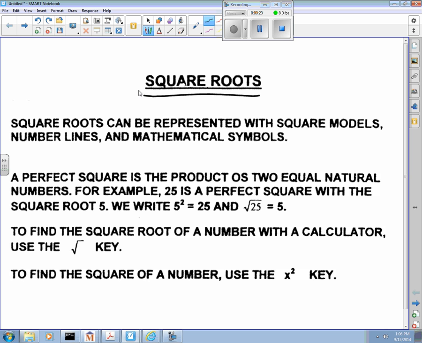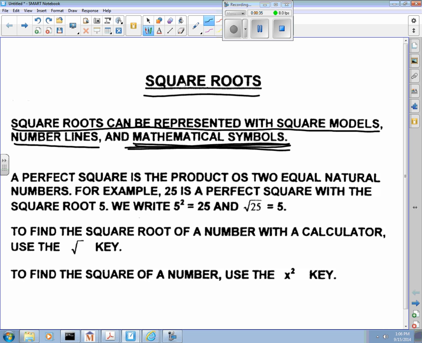Square roots are what we've been talking about for the last few days. Square roots can be represented with square models, number lines, and mathematical symbols. Let's start with the symbols and our calculators. A perfect square is the product of two equal natural numbers. For example, 25 is a perfect square.